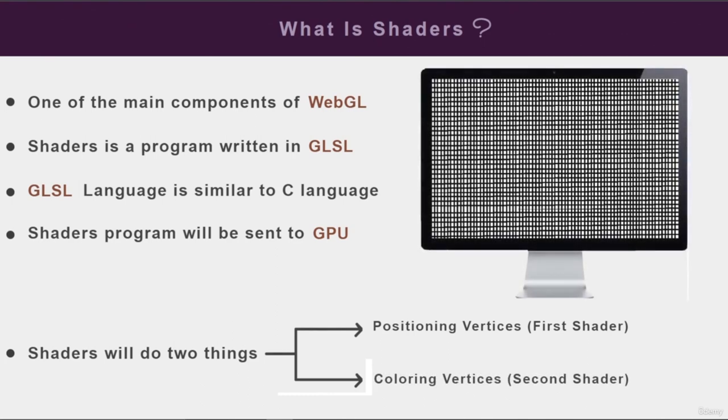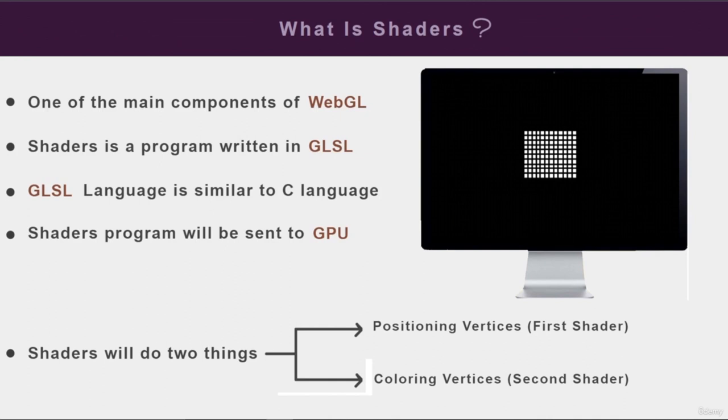For example, in this plane geometry, we have some pixels inside of it. The shaders will color only the visible pixels inside the plane geometry and ignore the pixels that surround the geometry, because there is no reason for coloring them.